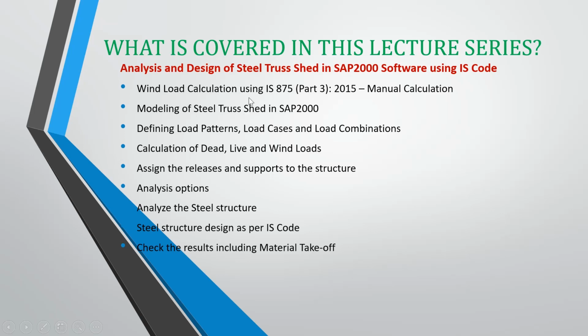We will model the steel truss shed in SAP. We will define different materials, different load patterns, load cases, and load combinations. We will see the calculation of dead load, live load, and wind load, if any remain. We will assign the releases and supports to our structure. We will analyze the steel structure. And then finally, we will perform the design of that steel structure as per IS code. And at the end, we will check the results, including the material takeoff, that is, the quantity estimation. So these are the things that we will cover in this lecture series.